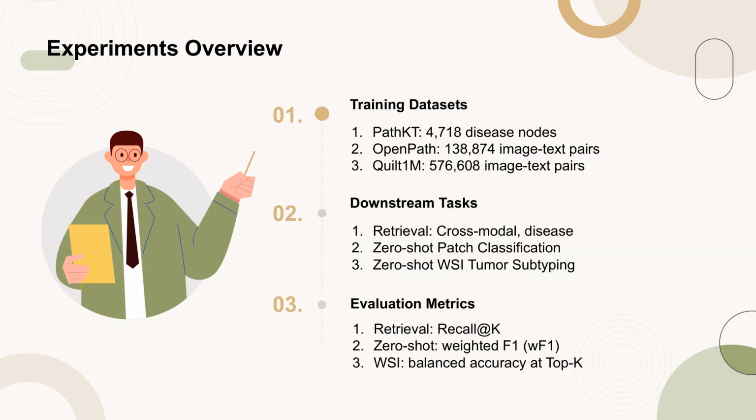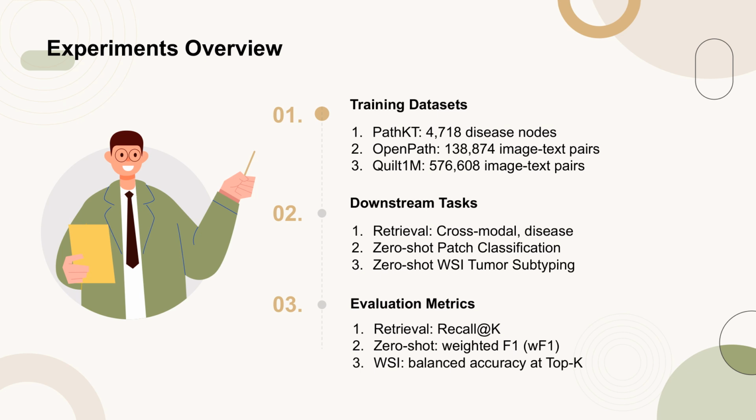In this section, we discuss the datasets used for training and evaluation. The PathKT dataset includes 4,718 disease nodes with 50,470 attributes. For pre-training, we use OpenPath with 138,874 image text pairs and Quilt1M with 576,608 pairs. The evaluation is conducted on 3 downstream tasks: retrieval, zero-shot patch classification, and zero-shot WSI tumor subtyping.